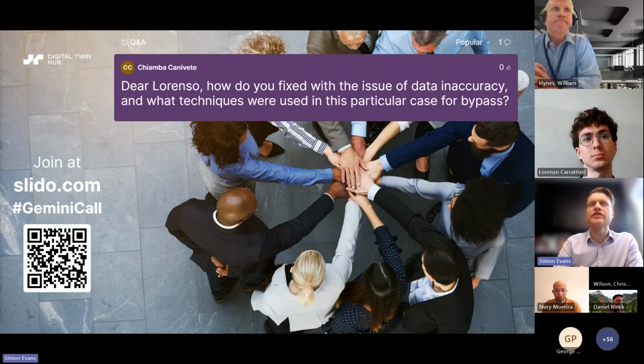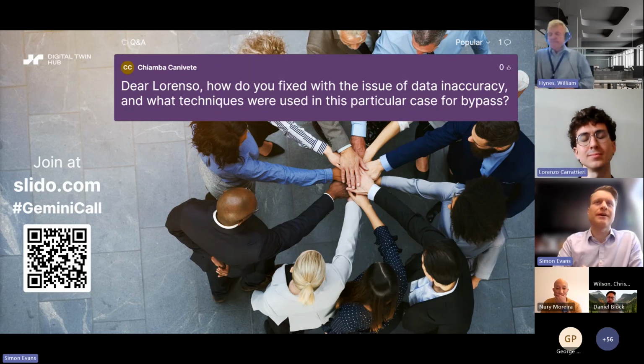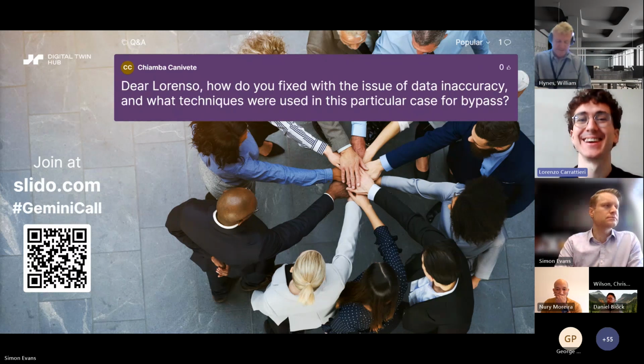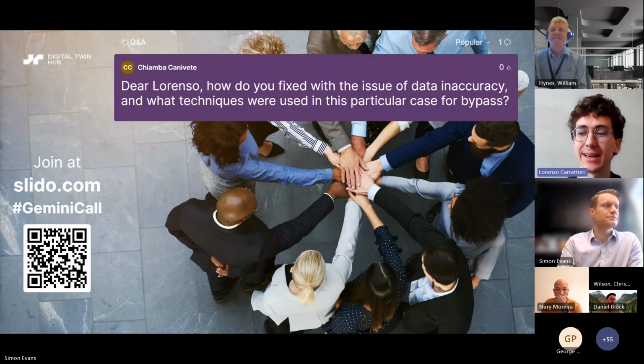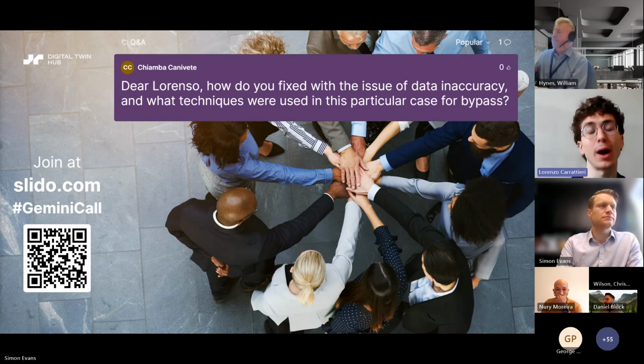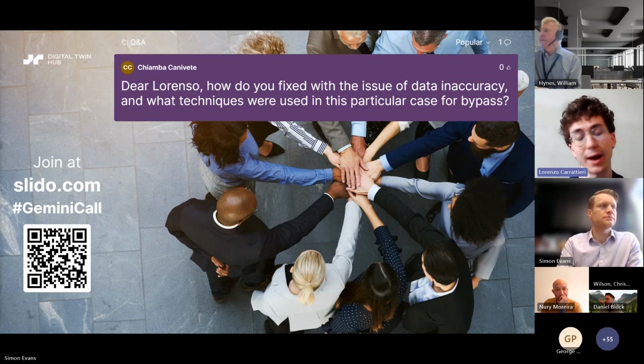Our final question here, Lorenzo, for yourself is how do you fix the issues with data inaccuracy, and what techniques were used in this particular use case to bypass them? Okay, I cannot share a lot because the paper hasn't been released yet. Basically what we are doing is looking at the power extracted by the turbine. If the sensor is in a healthy condition, the power should be the maximum possible. And we know what the power is because we have CFD as a reference.